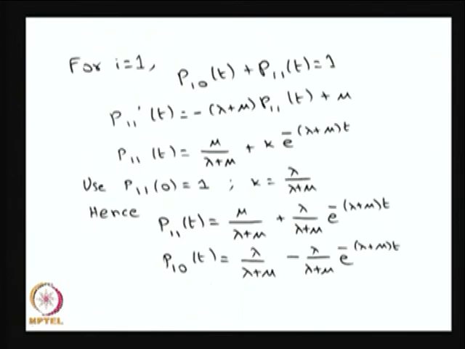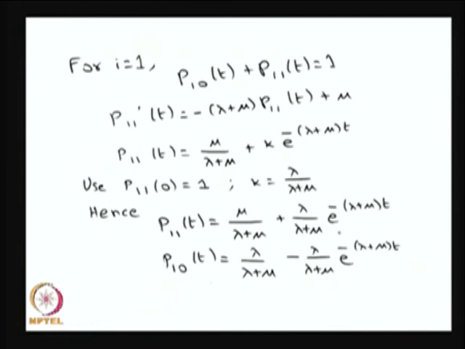Now, I have to solve this differential equation. The unknown is P11 of t. I have to use the initial condition P11 of 0 is equal to 1. Using that, I will get P11 of t is equal to mu divided by lambda plus mu plus some constant k times e power minus lambda plus mu times t. That constant I can find using the initial condition. Therefore, k is equal to lambda divided by lambda plus mu. Substituting k in this equation, I will get P11 of t.